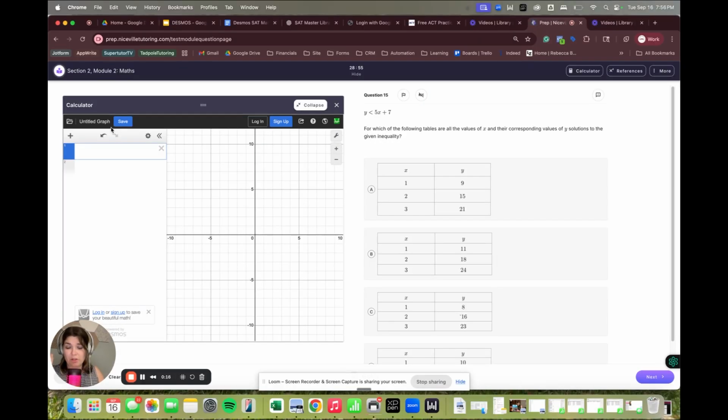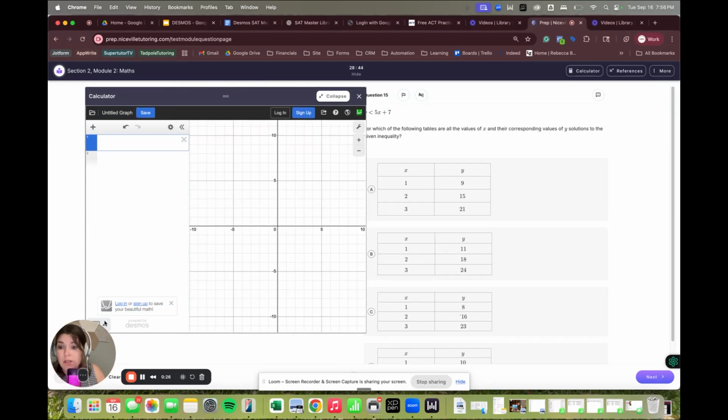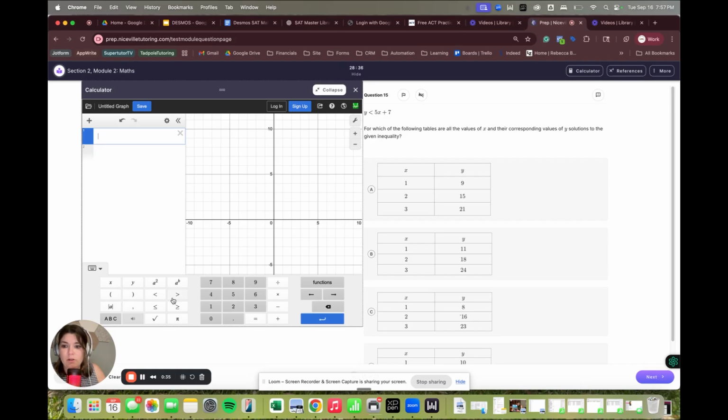This is one of my favorites because I actually cannot stand inequalities. So Desmos and inequalities are best buds. So here is our inequality. This is a really normal question for your SAT. And pretty much you just have to figure out what points are in the shaded region. So when you type this in, it's pretty straightforward. You just type in exactly what you see.